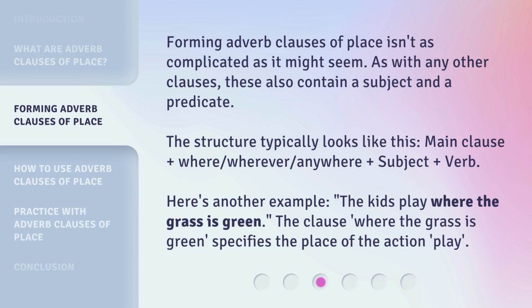Forming adverb clauses of place isn't as complicated as it might seem. As with any other clauses, these also contain a subject and a predicate. The structure typically looks like this: main clause plus where, wherever, anywhere plus subject plus verb. Here's another example. The kids play where the grass is green. The clause, where the grass is green, specifies the place of the action, play.